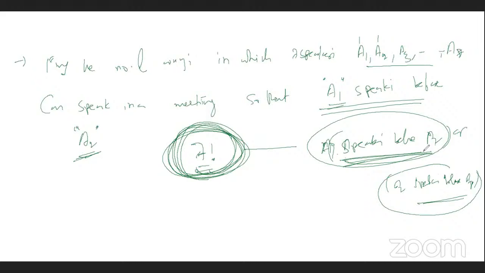Rishit, sir, ఎన్ని వస్తాయి? 7 factorial by 2. 7 factorial by 2. Very good. Half of them should be there.